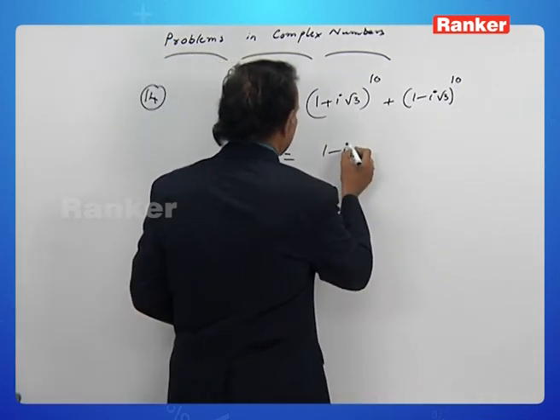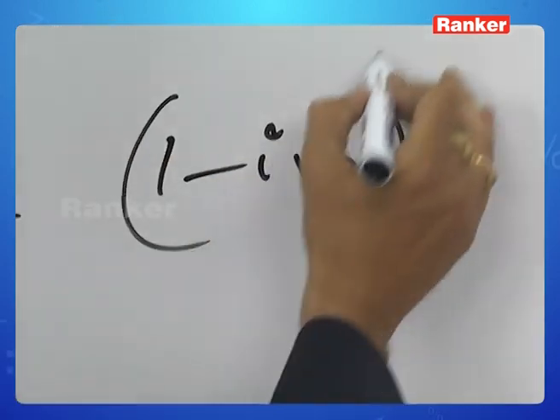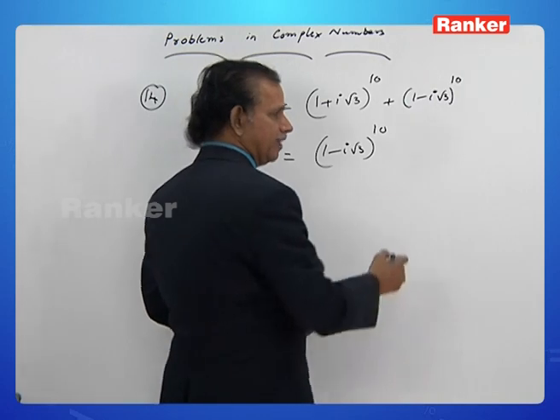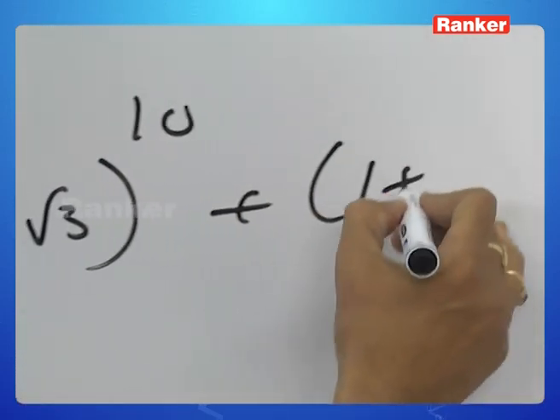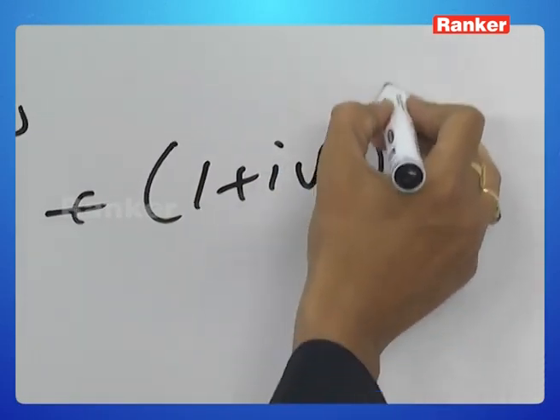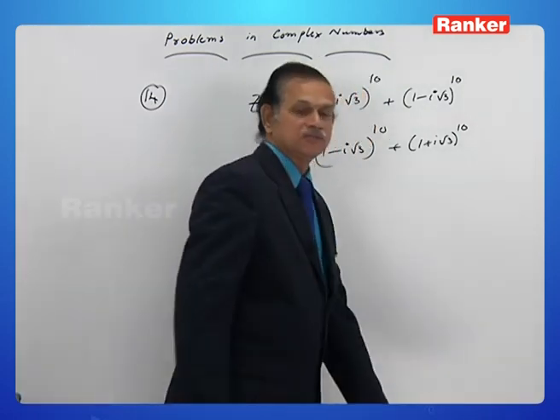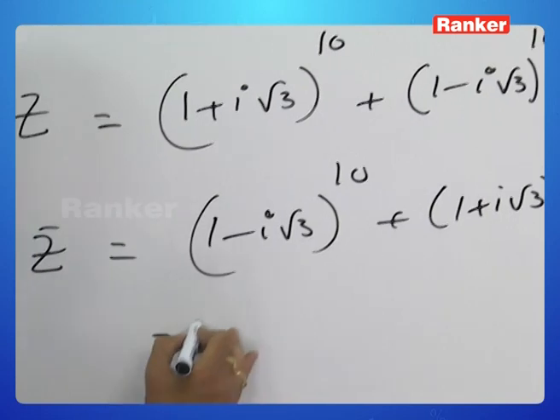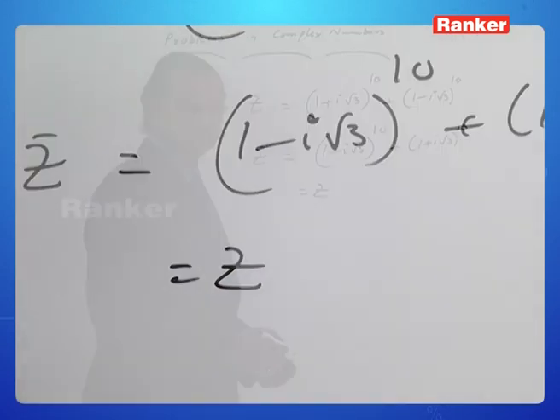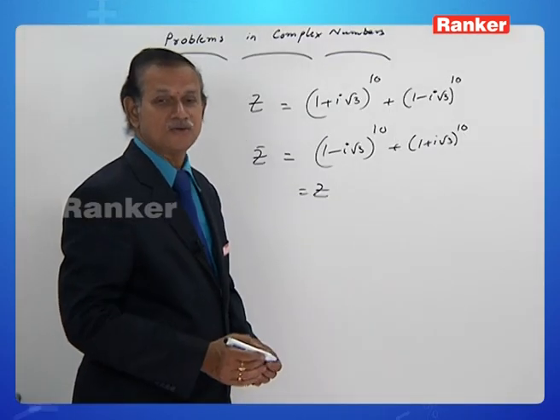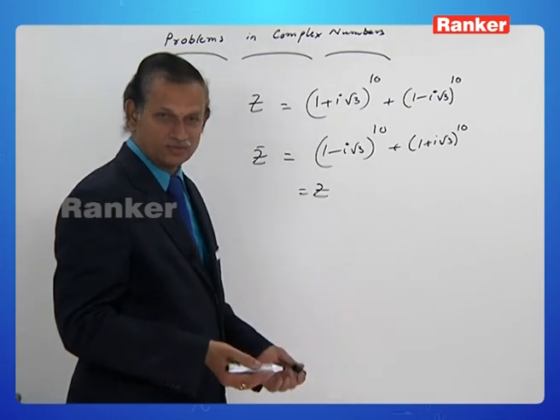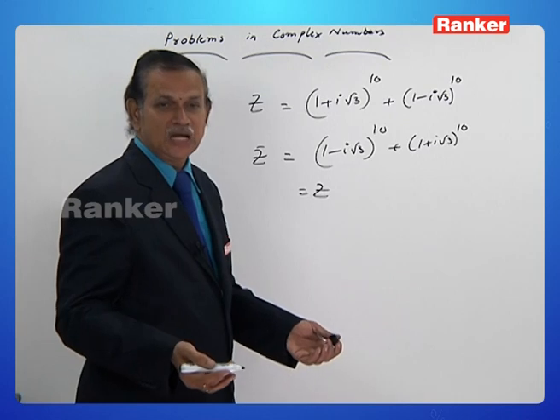1 minus i root 3 whole to the power of 10. What is the conjugate of (1 minus i root 3) to the power of 10? Nothing but (1 plus i root 3) to the power of 10. What could you observe here? Z bar is equal to Z. So its conjugate is coinciding with this. What happens when such things occur?